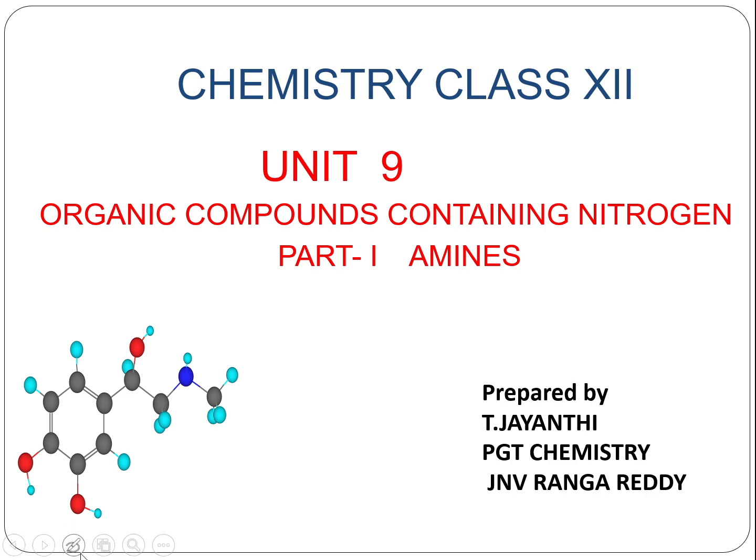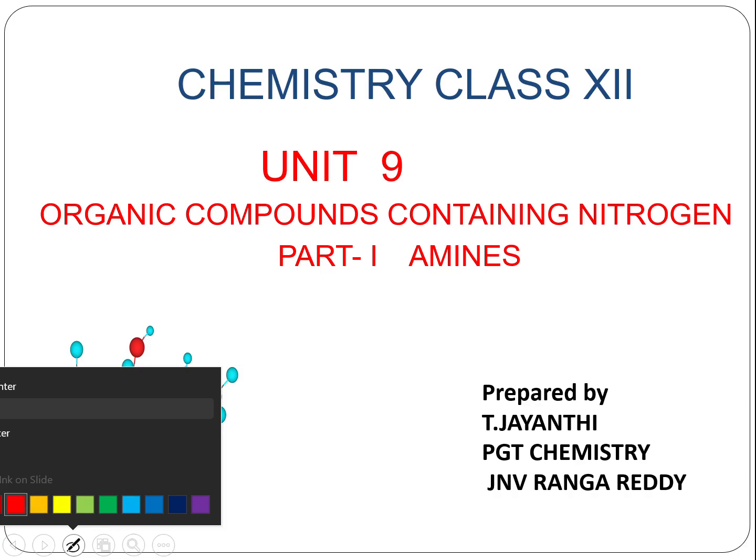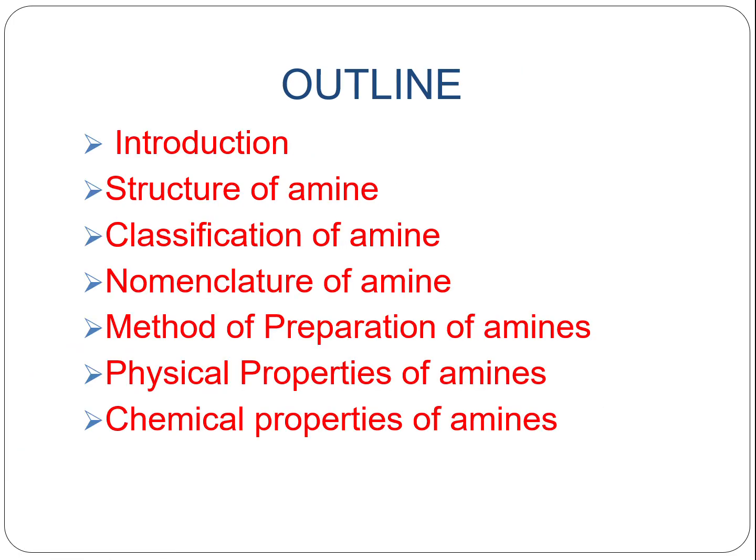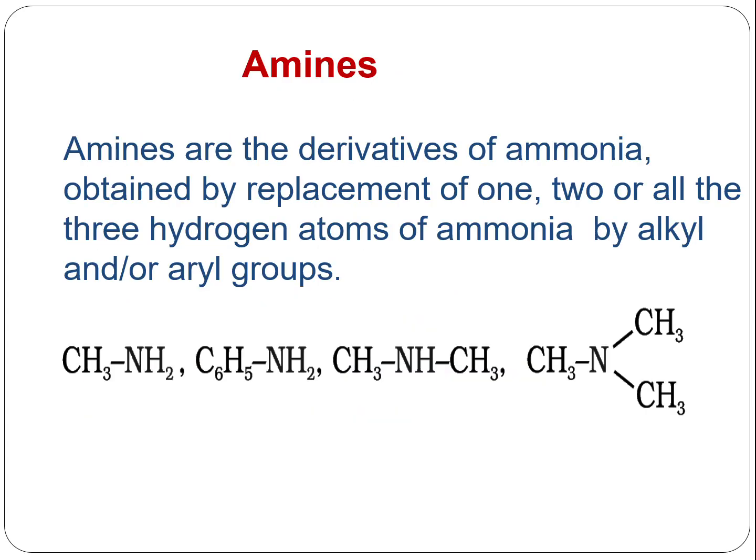In Unit 9, we will be studying about the organic compounds containing nitrogen. This unit is divided into two parts. Part 1 is about amines and part 2 is about diazonium salts. In this unit, you will be studying about the day-to-day life substances in which amines are present, and then structure of amines, classification of amines, nomenclature of amines, methods of preparation of amines, physical properties and chemical properties of amines.